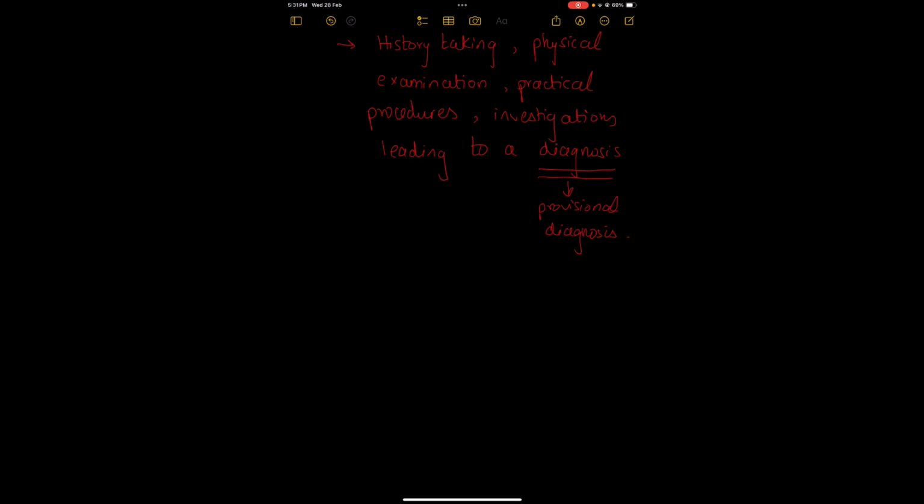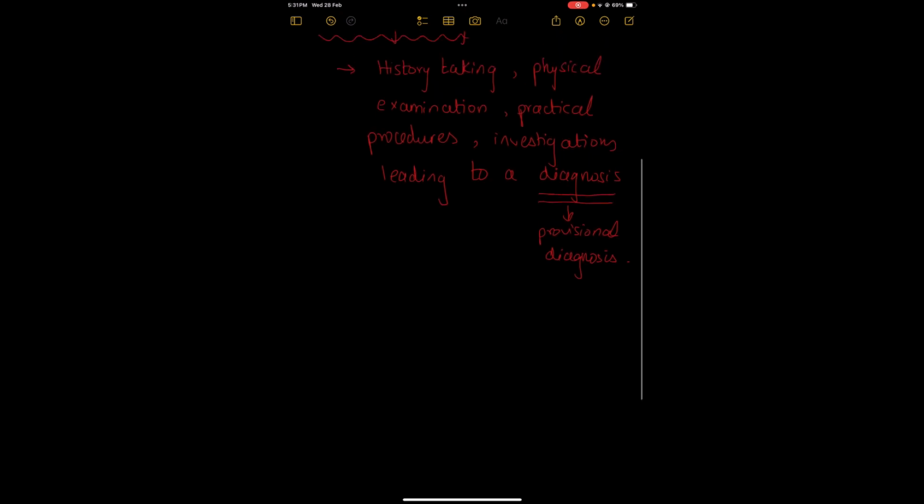So when you are going to your exam, when you're outside the center, the lead examiner is going to brief you, and he's also going to tell you this exact same thing, that they are not looking for the consultant level diagnosis. They are looking for a provisional diagnosis that is going to be supported by your history and examination and the procedures that you're going to do.